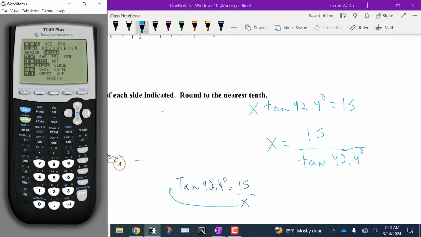So now that I've done that, I'm going to take my calculator and type in 15 divided by the tangent of 42.4, and then just hit enter. And so it looks like that side on number 18 is going to come out to be 16.4. So that side x is equal to 16.4.